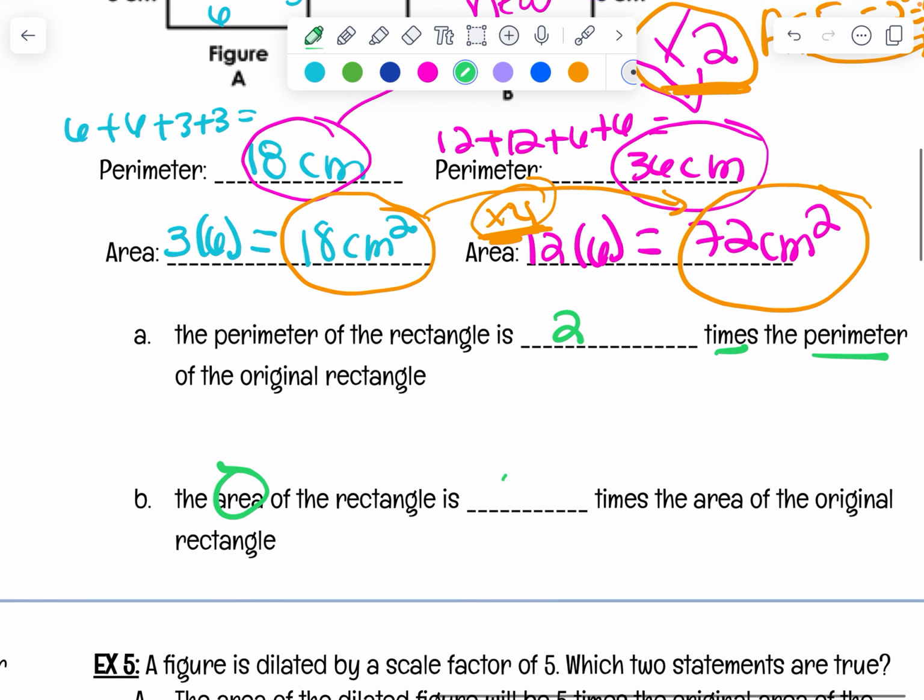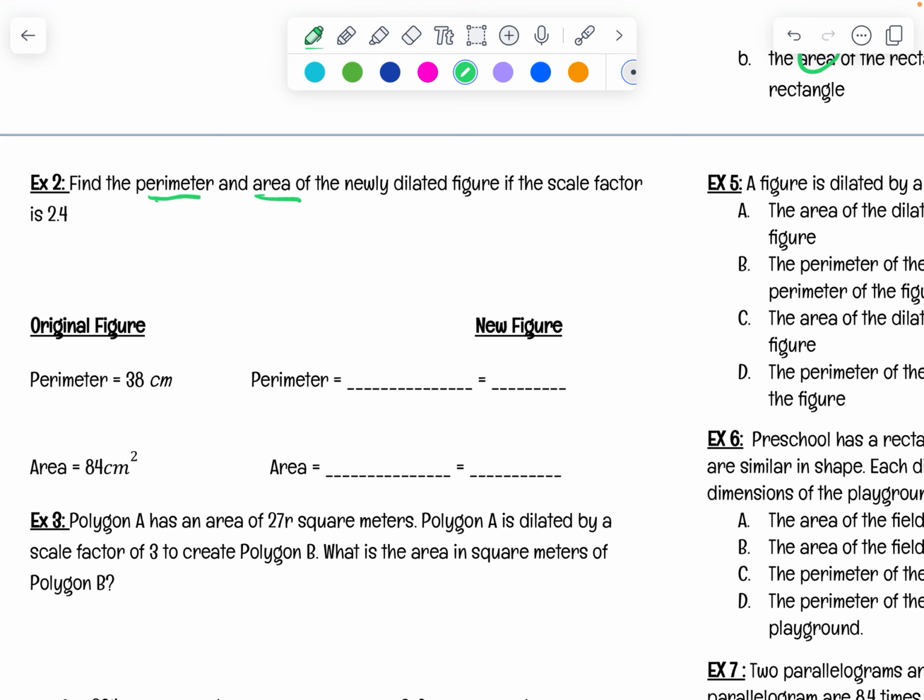Okay, so I hope that the little chart makes sense, and I'm going to do one more example with you, which is going to be right here, example 2. So again, look at what they're asking for. They're saying, hey, find the perimeter and the area of the newly dilated. Again, look at those keywords. Dilated means to multiply only. And they gave you your scale factor.